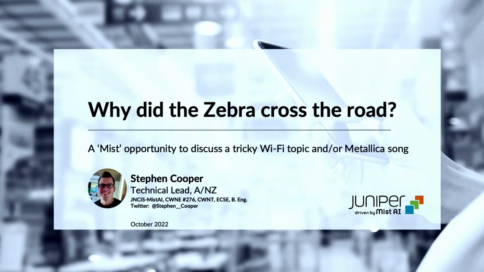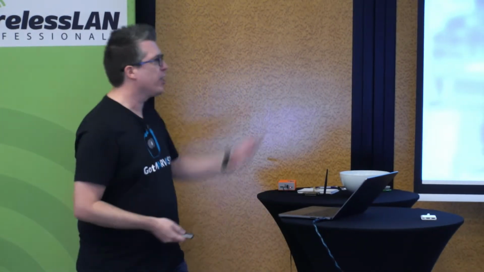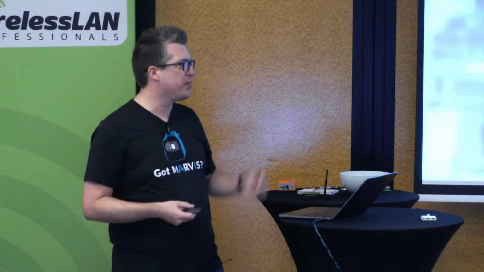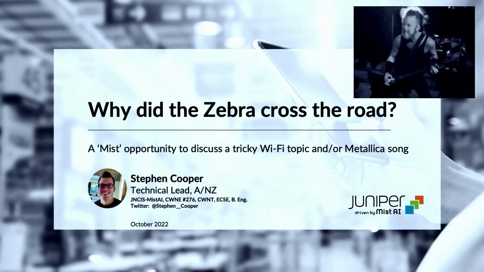I'm with Juniper AI Driven Enterprise all the way from Australia, and I'm going to use this missed opportunity to talk to you about roaming and hopefully answer why did the zebra cross the road. By road, I probably mean aisle in a warehouse, and I could have named this after Wherever I May Roam, a famous Metallica song, so if there's some metalheads in here, I'm sure you'll get the joke.